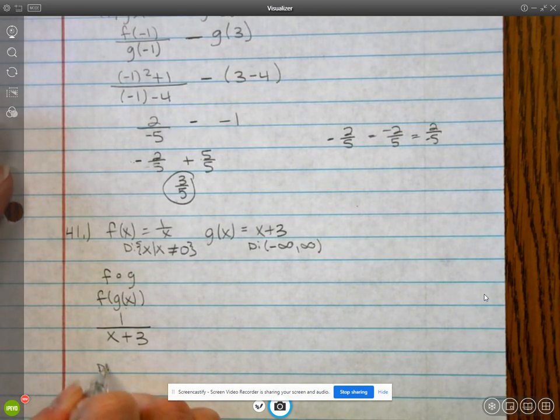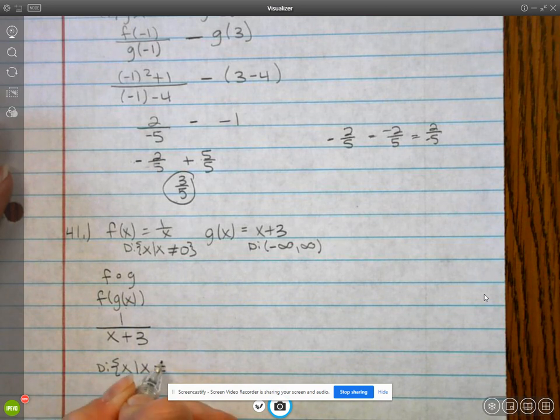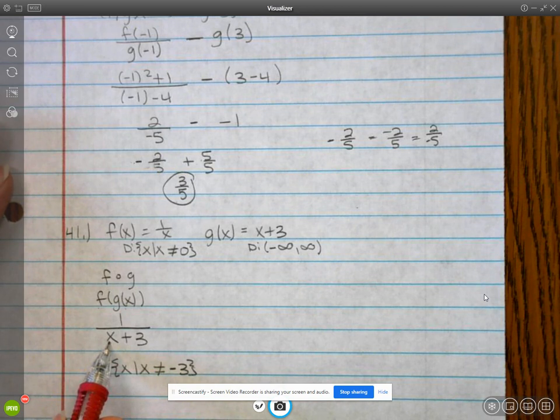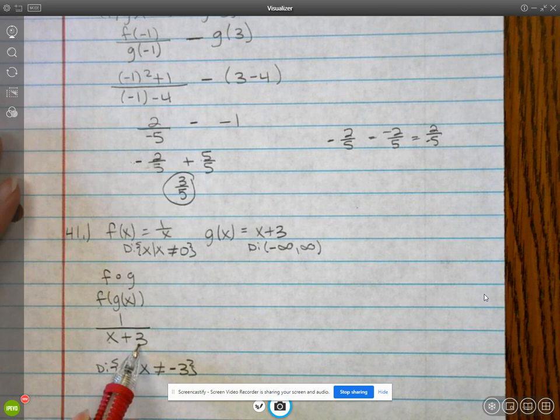And then you just have to make the statement that that's the case provided that you don't use negative 3 in the place of x. Because if you use negative 3 here, you get 0 on the bottom, and we can't divide by 0.